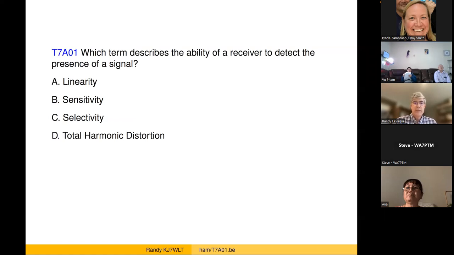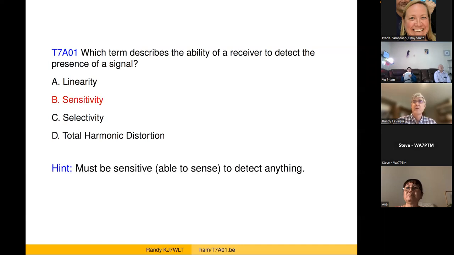Which term describes the ability of a receiver to detect the presence of a signal? So if you can detect it at all, you have to be fairly sensitive to that particular frequency. And so sensitivity is the ability to detect the presence of a signal.